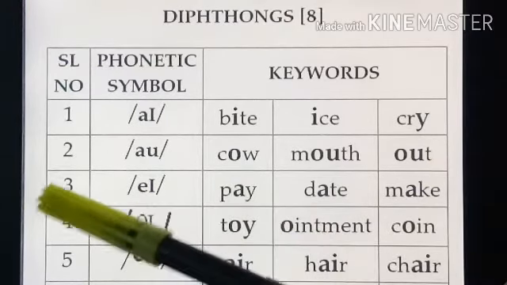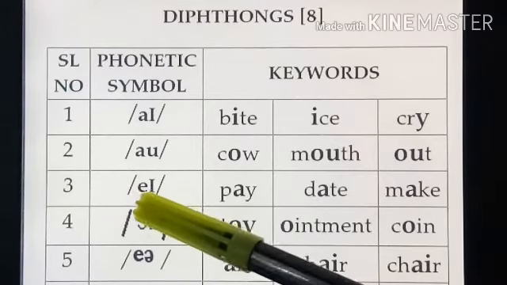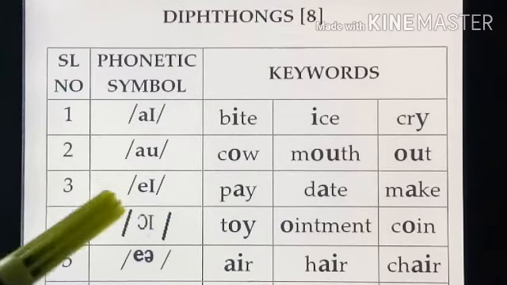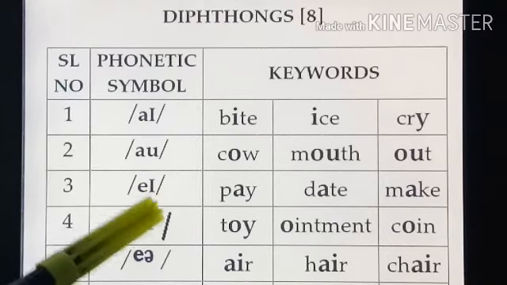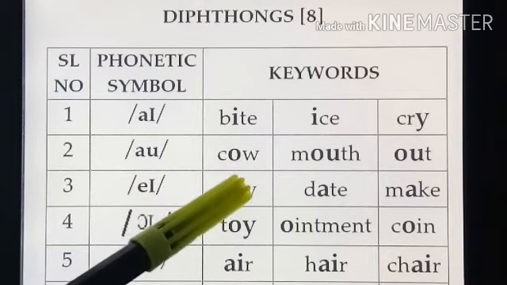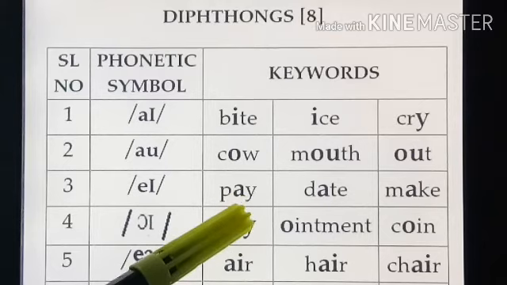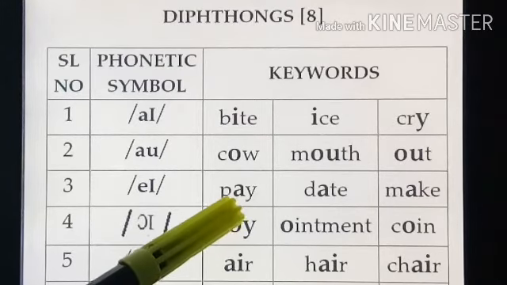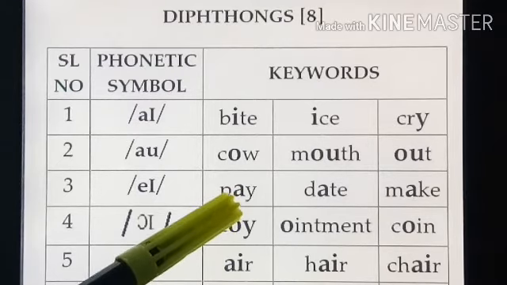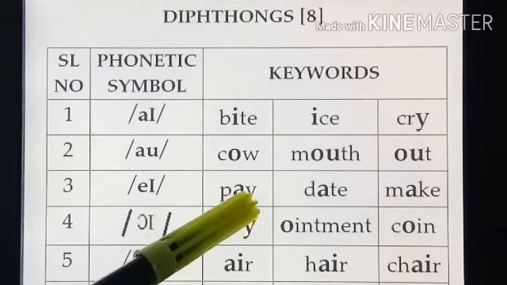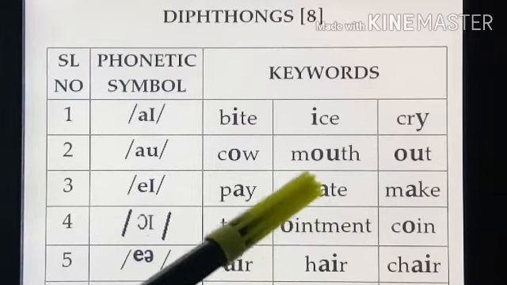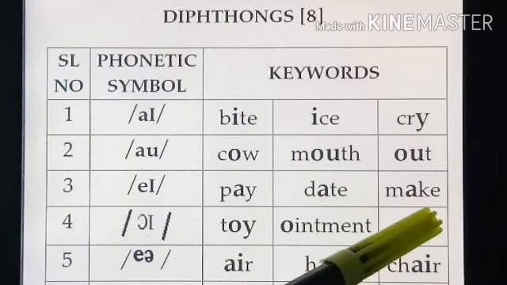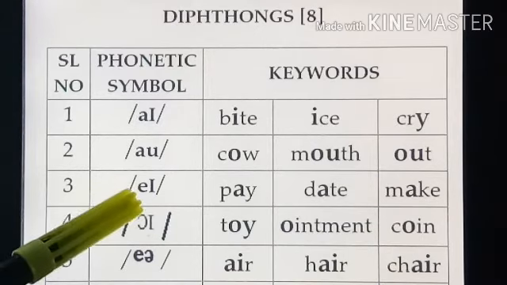The third one is A and E, that is A. P-A-Y, pay. Generally, we produce the word pay. Here we have to remember one thing, that there is no such sound in English like the pure A. This is not a date, date. M-A-K-E, make. This is the sound here, A.